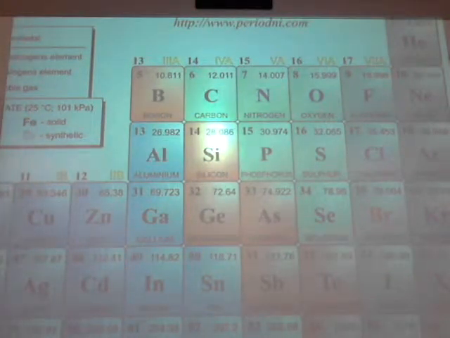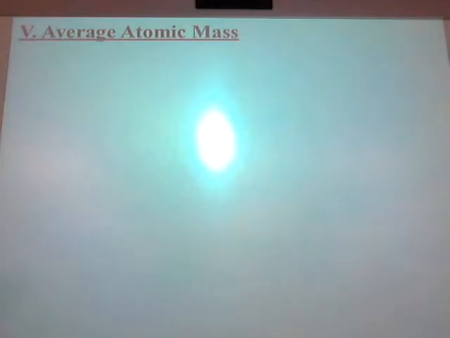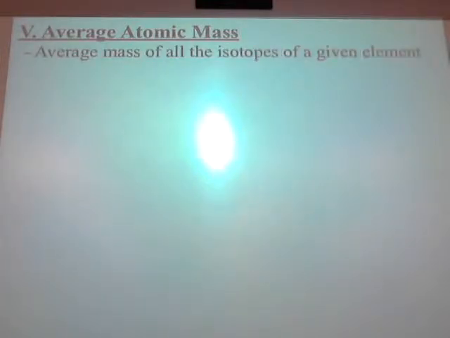All right, so let's talk about this last calculation we have to do, what's called the average atomic mass. The numbers you're looking at are averages. The numbers on the periodic table are average atomic masses. They are not the mass of any one particular isotope, but rather take into account all of the isotopes of a given element.